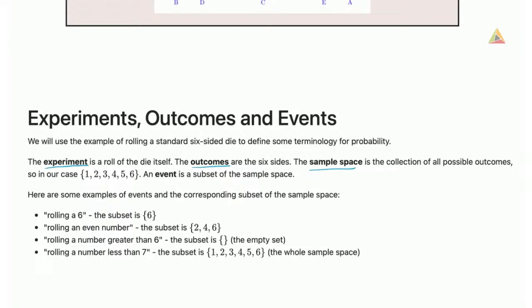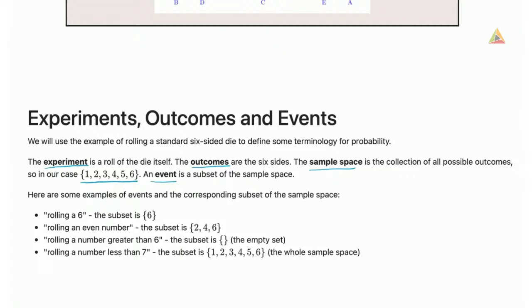So the sample space is the collection of all possible outcomes. So in this case, this is your sample space here. They're all of the possible outcomes. Either you roll 1, 2, 3, 4, 5, or 6. And then finally, an event is a subset of the sample space. So the event, maybe rolling a 6, an event of rolling a 4.